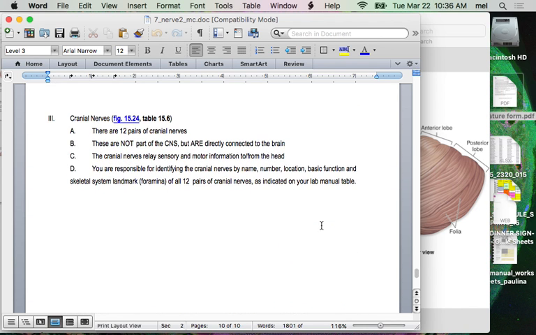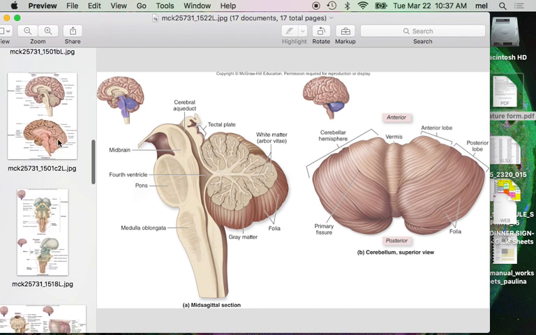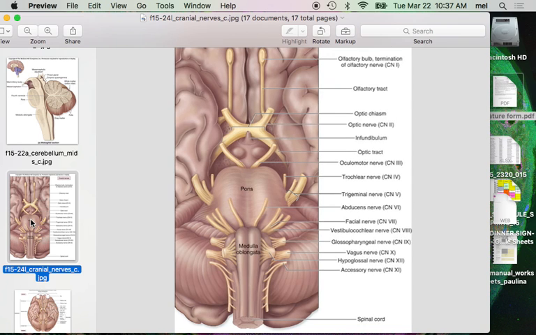Okay, and then the last thing is the cranial nerves. Let me just introduce you to how I want you to study the cranial nerves, and then you're really going to have to do this on your own. There are 12 pairs of cranial nerves. I will not nitpick you on left and right because this is hard enough. What I want you to do with the cranial nerves is know the Roman numerals and the names of each one of them.